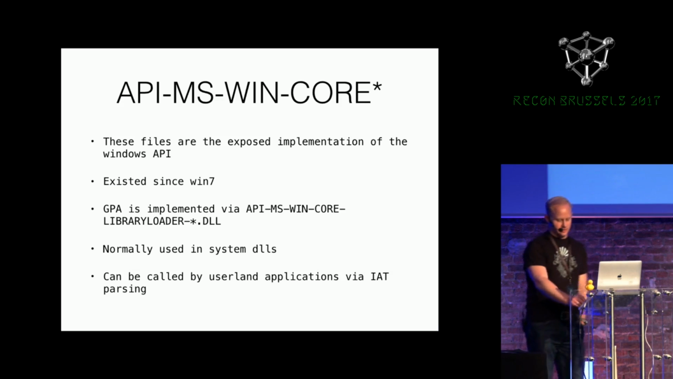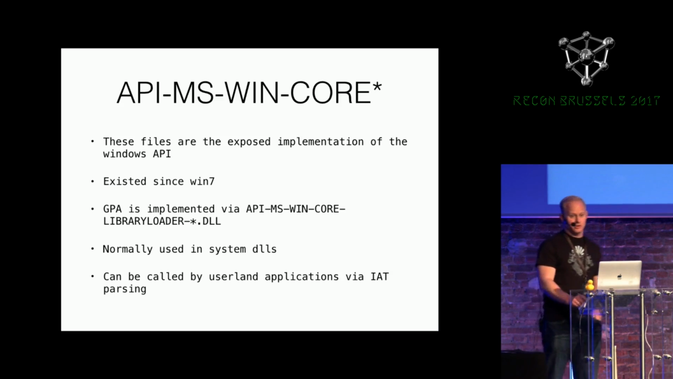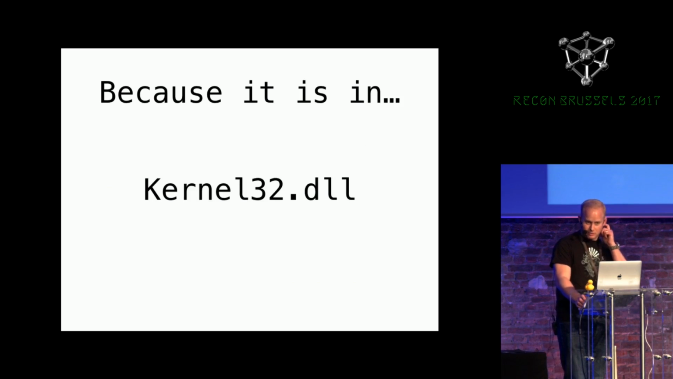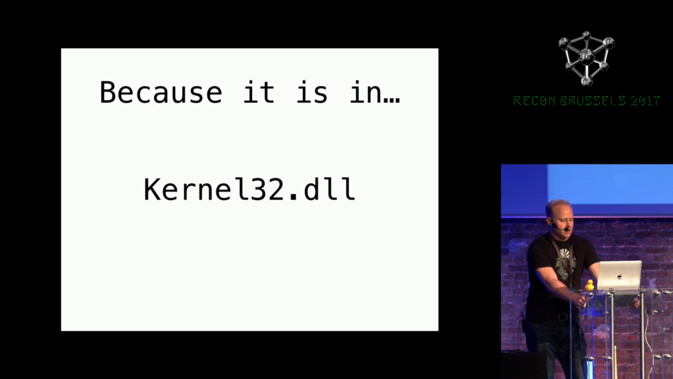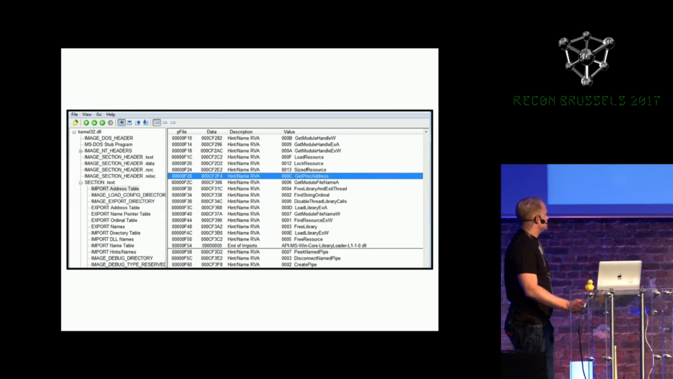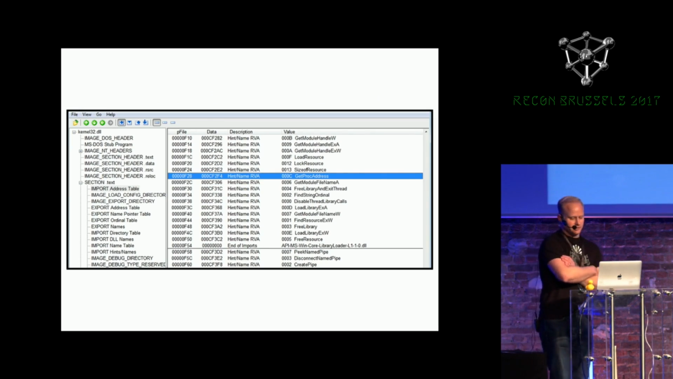Yeah, I tested that, and it's actually pretty cool. And it's everywhere. I don't know if I can state this enough, it's in every process because it's in kernel32. So there's a view of kernel32, and you can see the API-MS-Win-Core library loader DLL, and you see GetProcAddress, and it's in the import table.